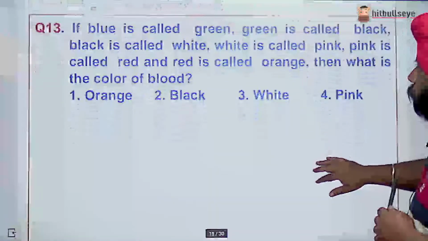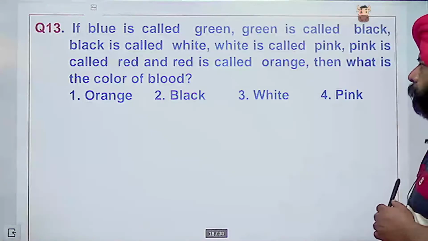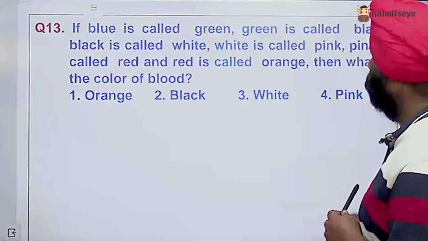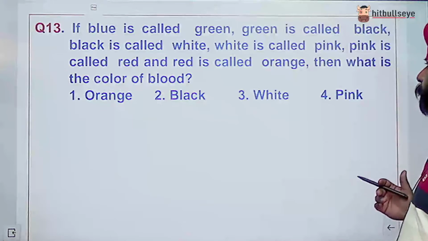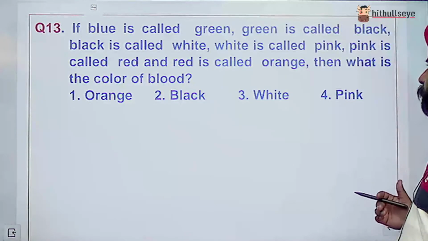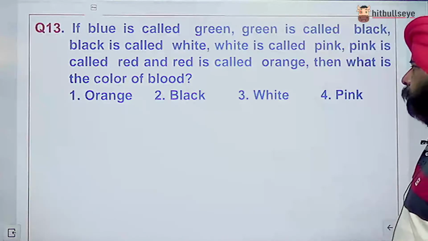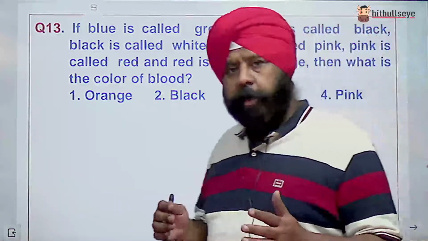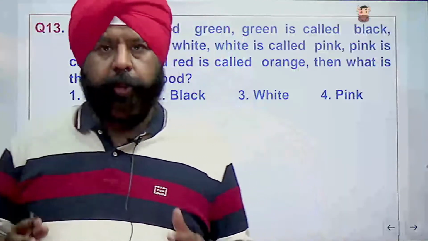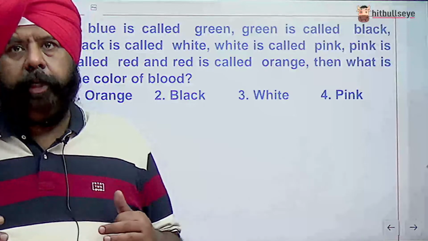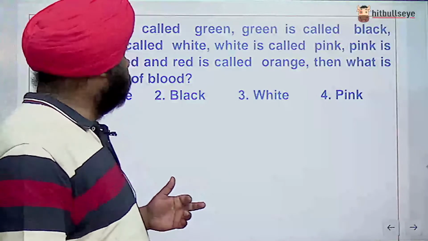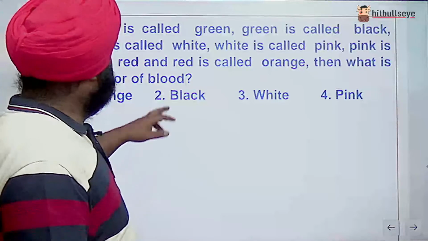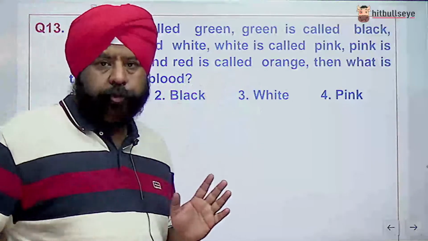Yeah, this is one of the expected types. If blue is called green, green is called black, black is called white, white is called pink, pink is called red, red is called orange, then what is the color of blood? So guys, this is a variety where there is a continuation in the coding, right? And the color of blood, all of you know, is red. And what is red called? Red is called orange. So the answer has to be orange.